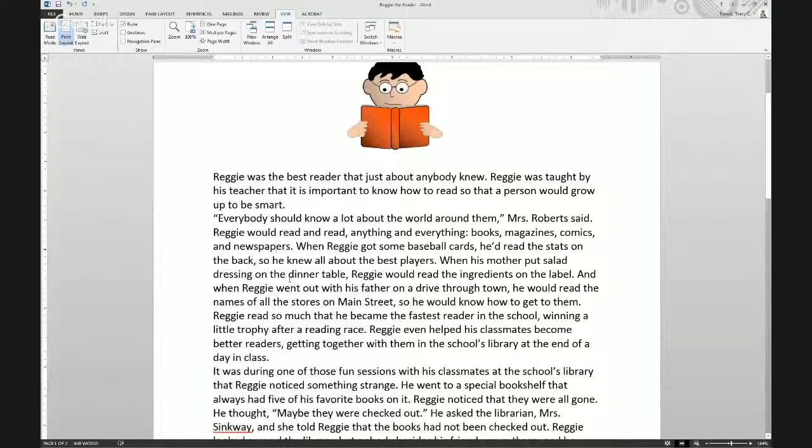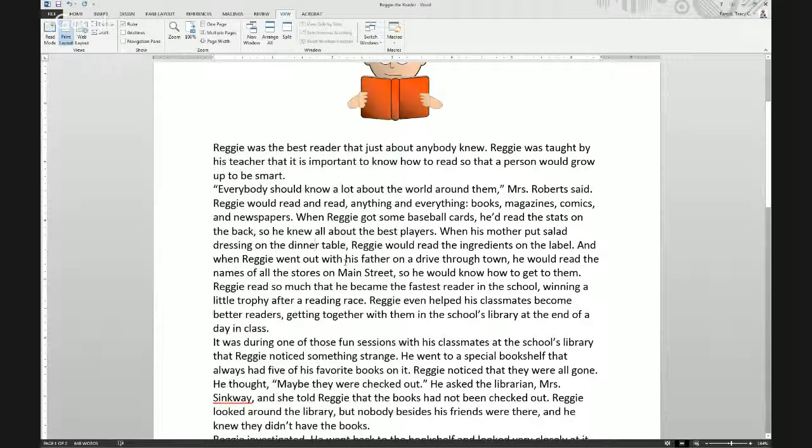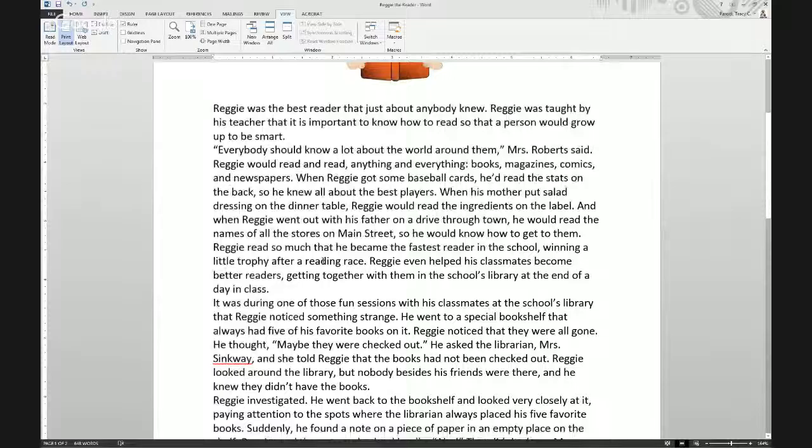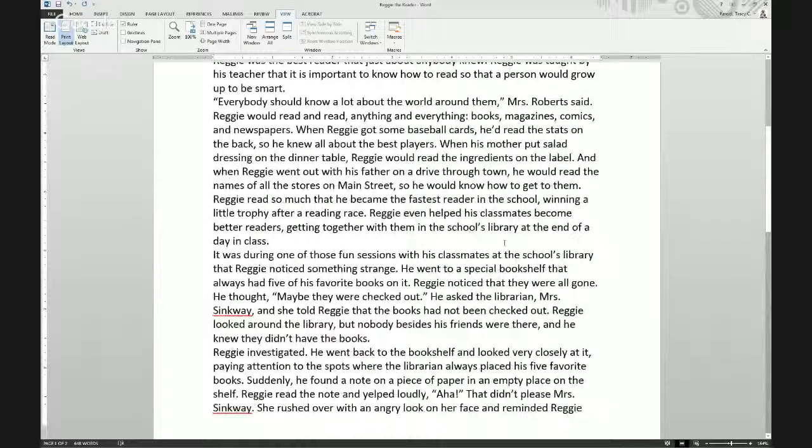When Reggie got some baseball cards, he'd read the stats on the back, so he knew all about the best players. When his mother put salad dressing on the dinner table, Reggie would read the ingredients on the label. And when Reggie went out with his father on a drive through town, he would read the names of all the stores on Main Street, so he would know how to get to them. Reggie read so much that he became the fastest reader in the school, winning a little trophy after a reading race. Reggie even helped his classmates become better readers, getting together with them in the school's library at the end of the day in class.